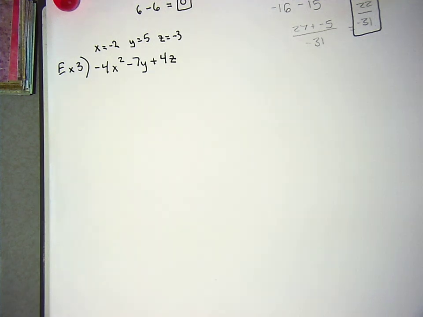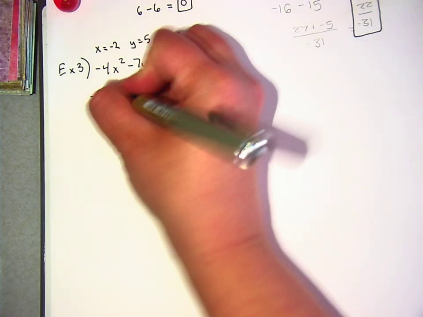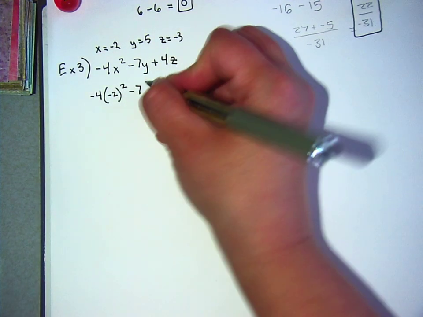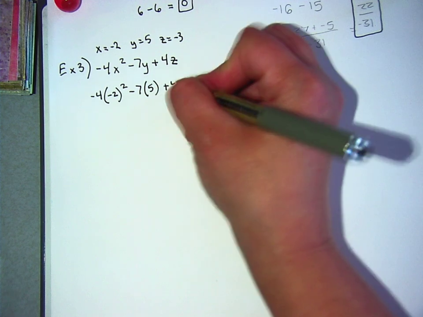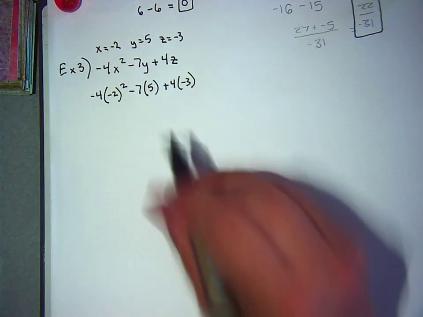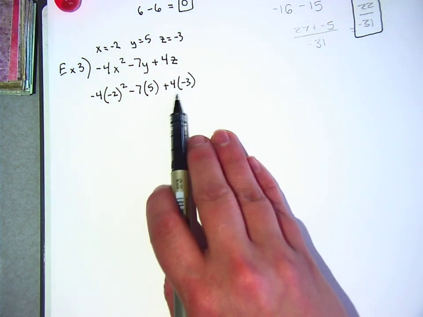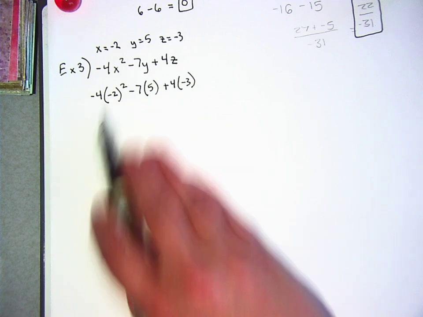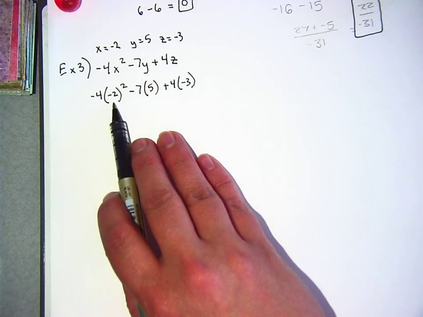Got it. Okay, so for this problem, I'm just going to put in negative 4 times negative 2 squared minus 7 times 5 plus 4 times negative 3. As Nathan said earlier, if two numbers are just next to each other and there's parentheses, what does that imply? Multiplying them. And remember, powers come first. So what's negative 2 squared?